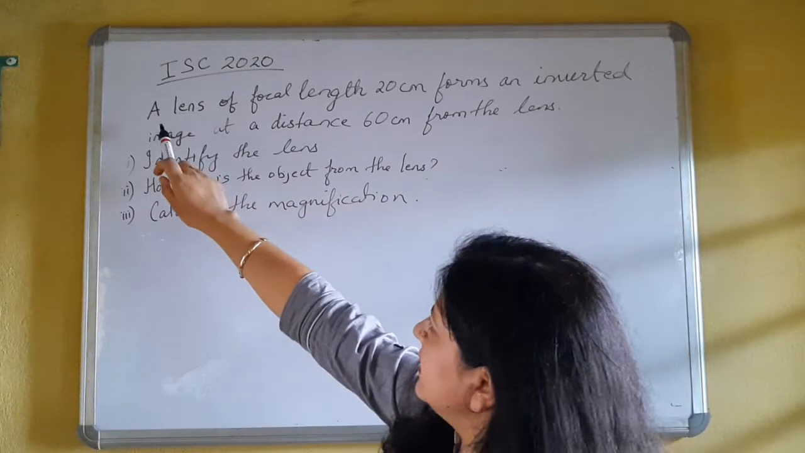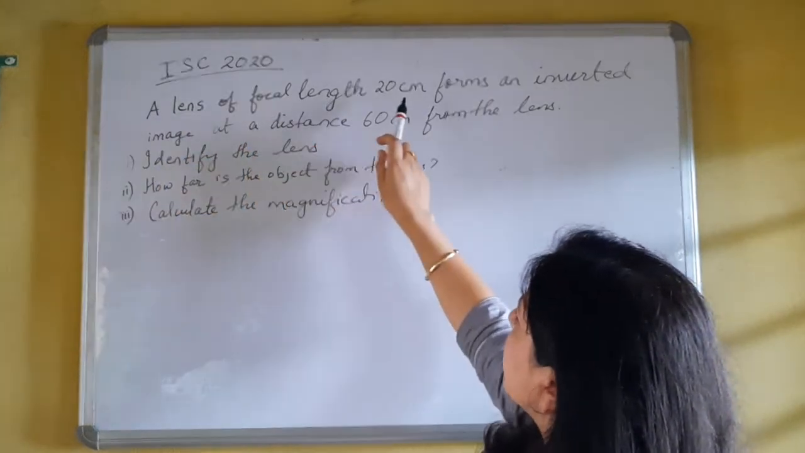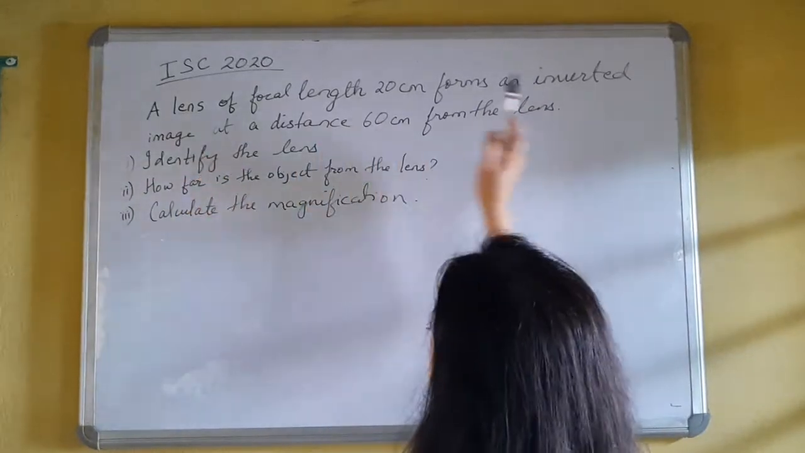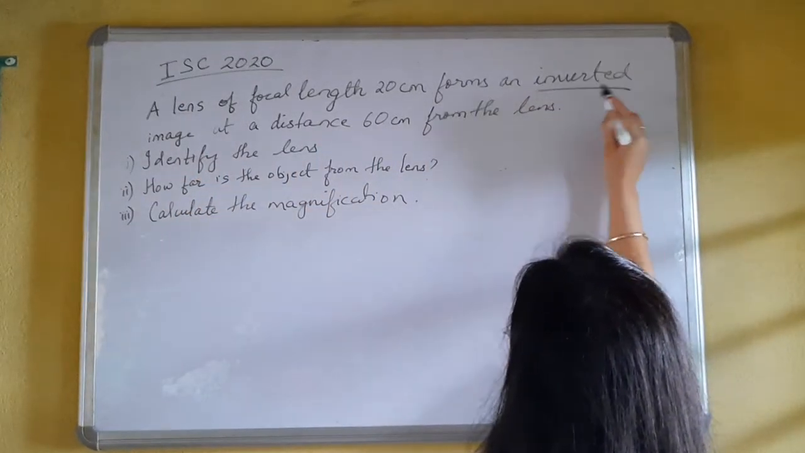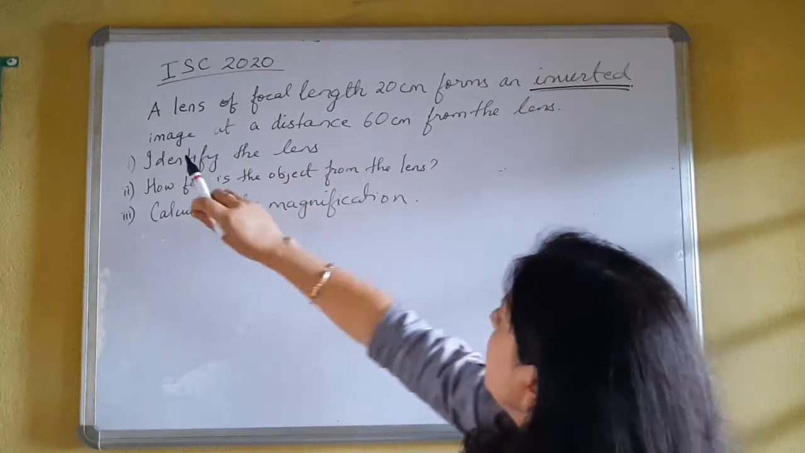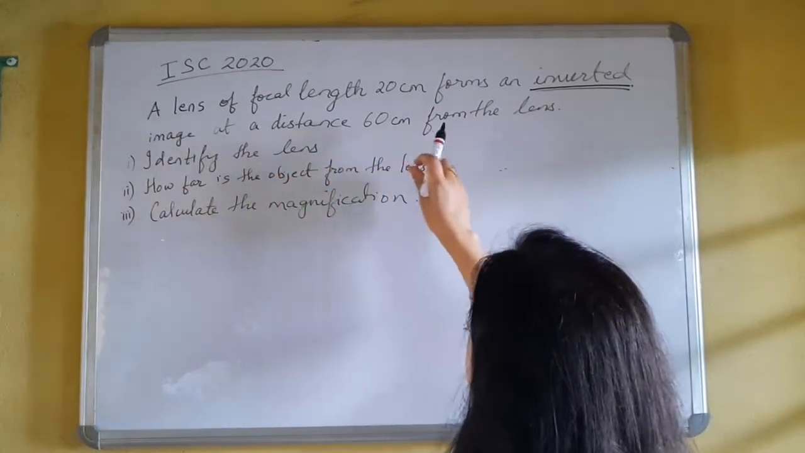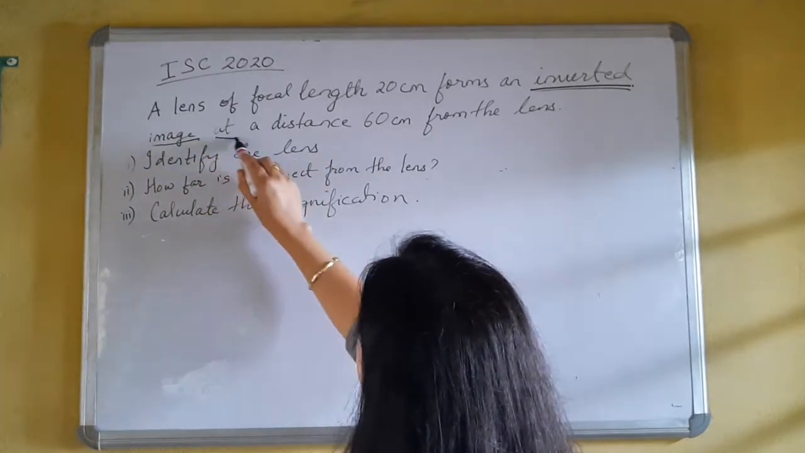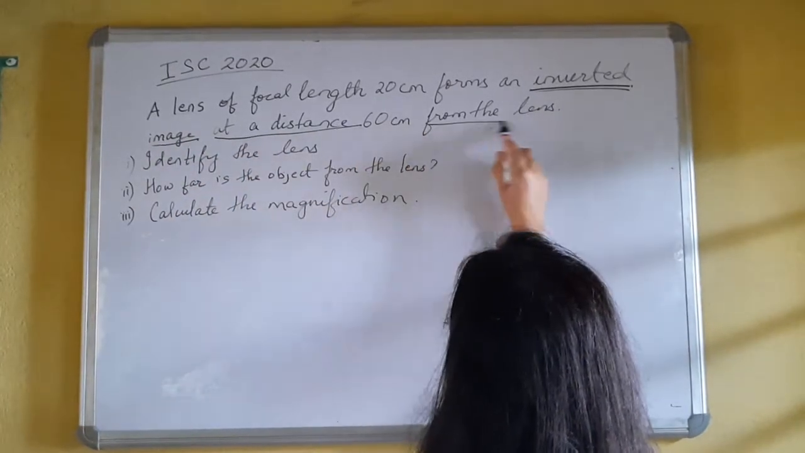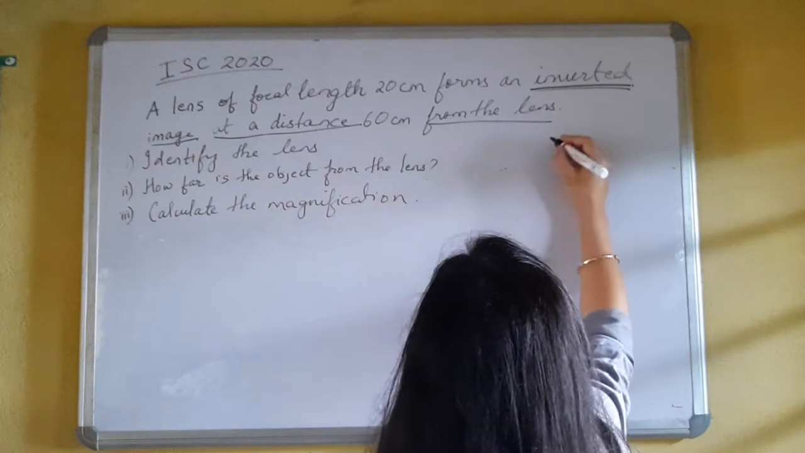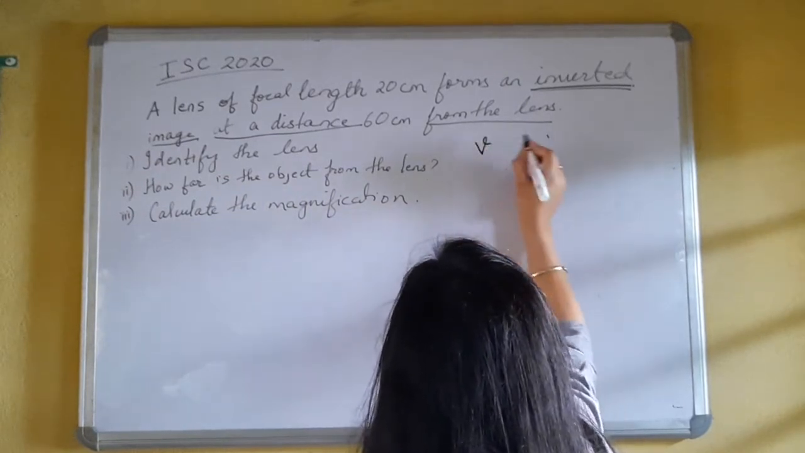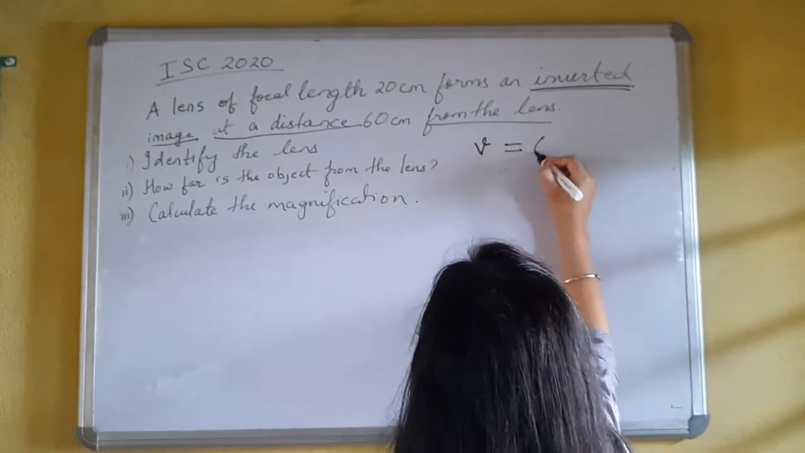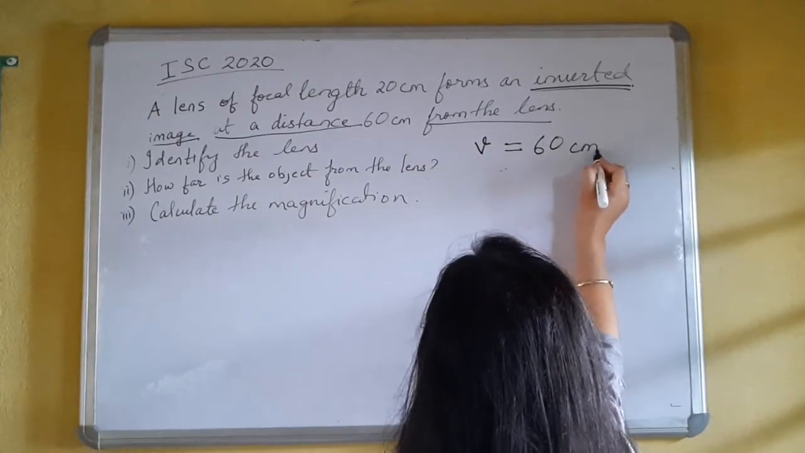The question reads, a lens of focal length 20 centimeter forms an inverted image. Now this is important, inverted, okay, image at a distance 60 centimeter from the lens. Now this is image at a distance from the lens. That means this is nothing but V. So the image distance is equal to 60 centimeter.